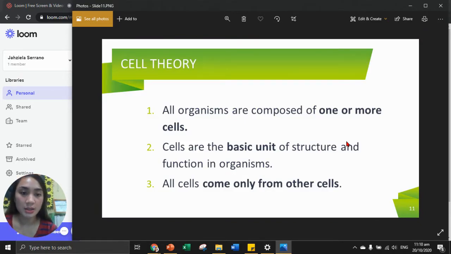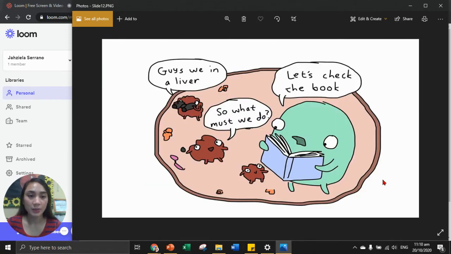So we have the cell theory. This is also included in your readings. Number 1, all organisms are composed of one or more cells. So, not just one. Number 2, cells are the basic unit of structure and function of organisms. Number 3, all cells come only from other cells. So, here we have a picture I got from the internet. One says, guys, we're in the liver. The other says, so what must we do? One cell says, let's check the book. Because different systems have their own cellular function.